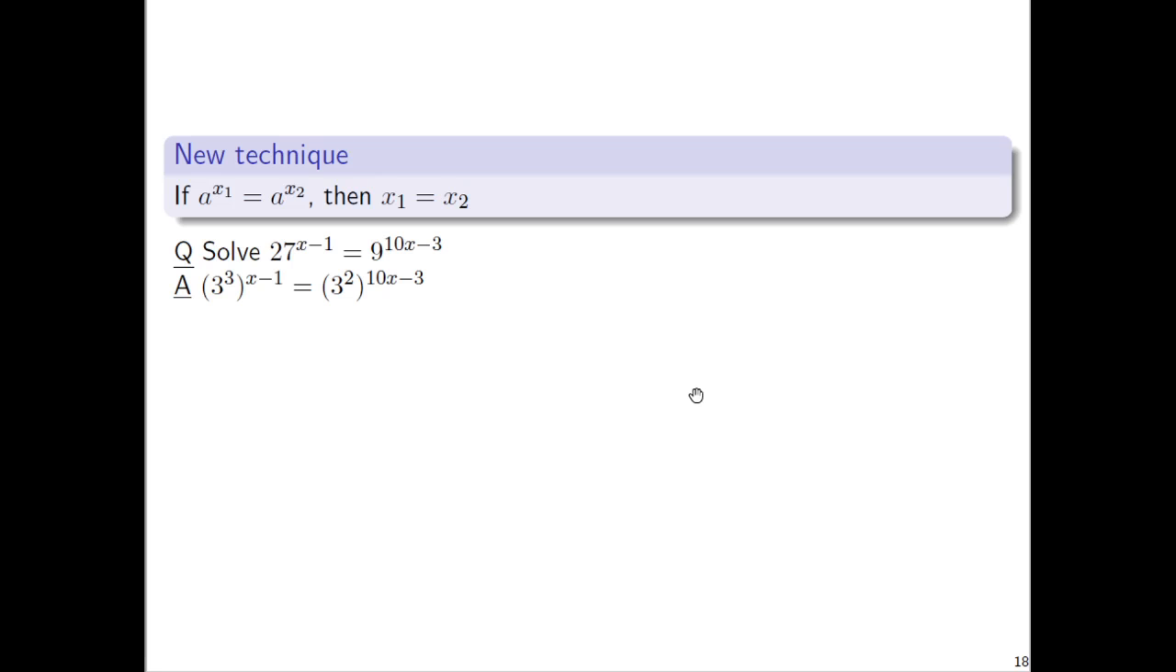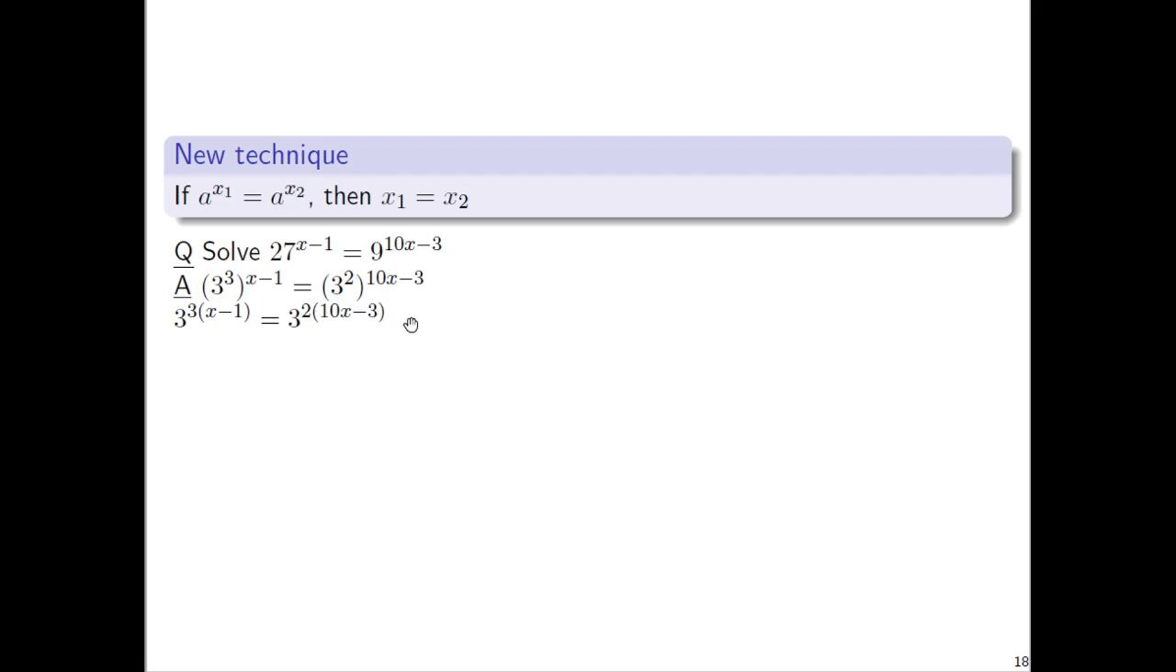So change the 27 into 3 to the third, because 27 equals 3 to the third. Change the 9 into 3 to the second, because 9 is equal to 3 to the second. And then apply the law of exponents that allows you to multiply those exponents together. So the left side becomes 3 to the power 3 times quantity x minus 1, whereas the right side is 3 to the power 2 times quantity 10x minus 3.